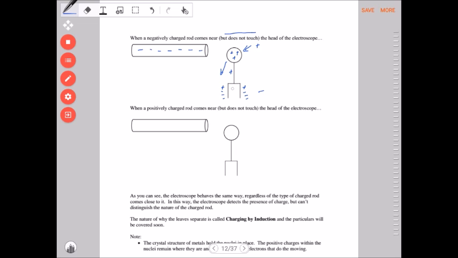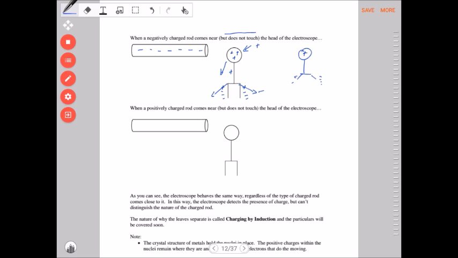So what's going to happen to those leaves? Remember, the negative charges are going to try and get as far away from each other as they can. So what ends up happening is that the leaves spread out, because the leaves are negative. So we end up with an electroscope that looks like this, because the leaves of the electroscope are negative and the head of the electroscope is positive.